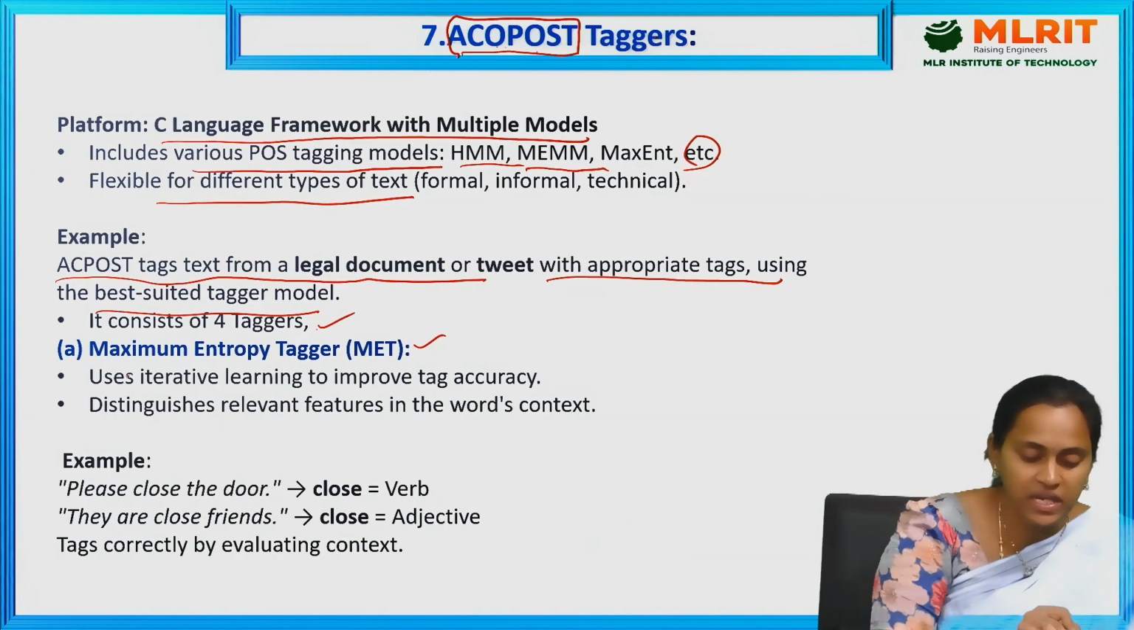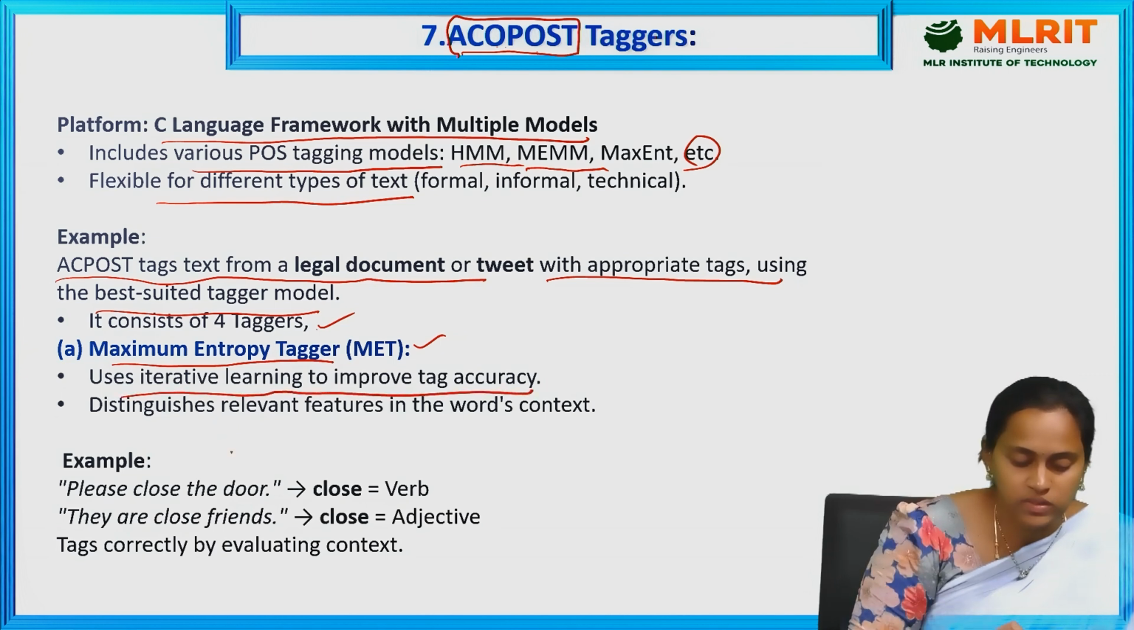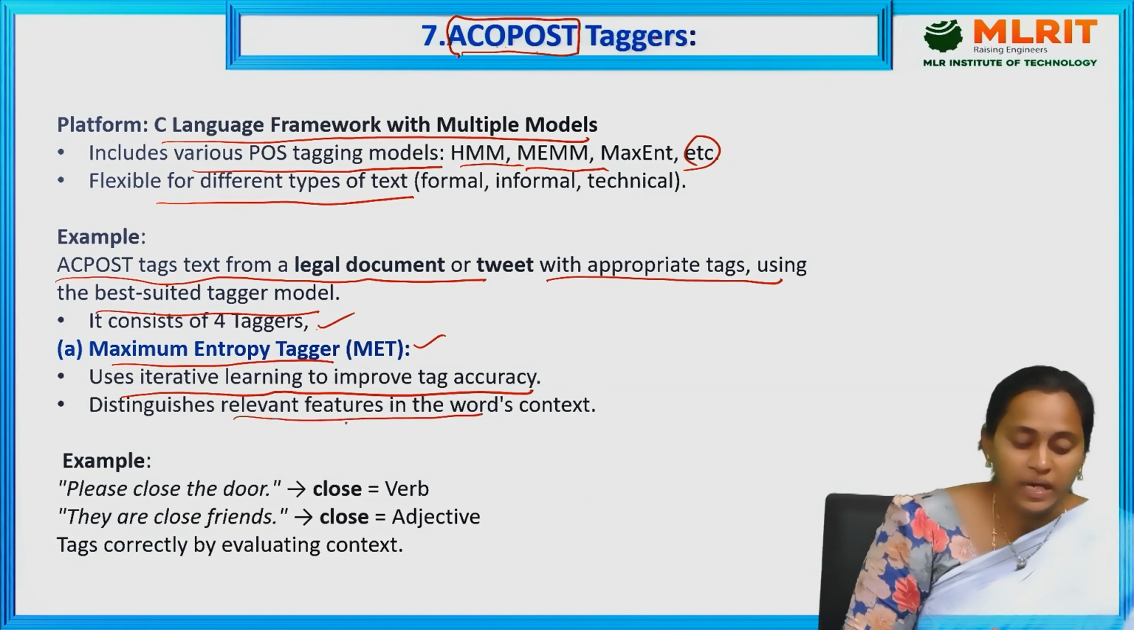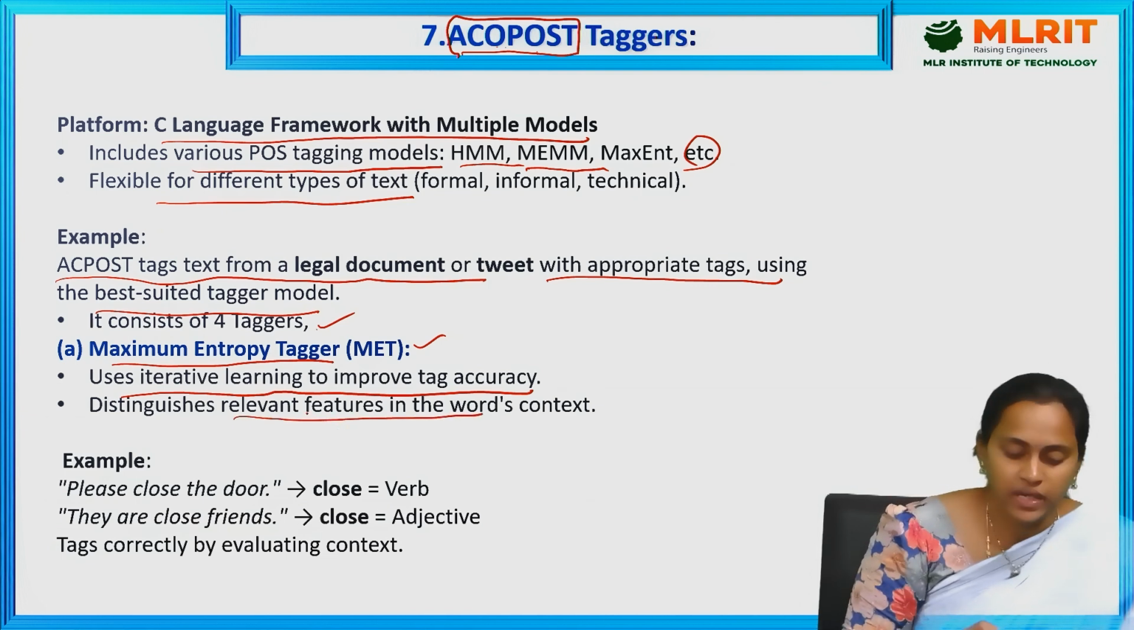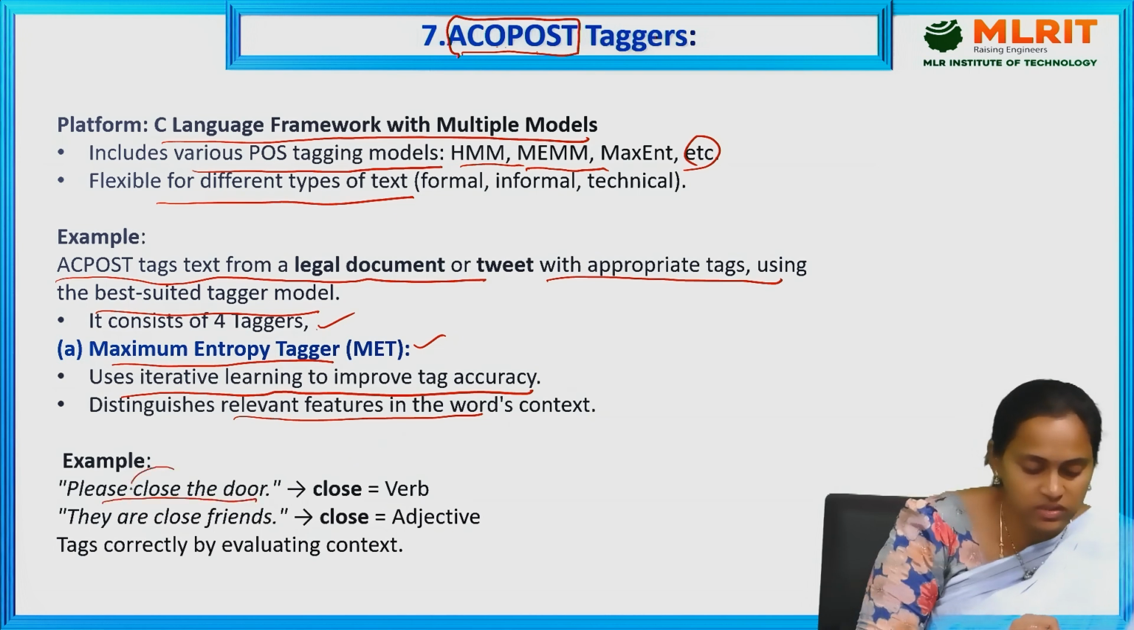What is the meaning of maximum entropy tagger? It uses iterative learning to improve the tag accuracy and distinguish relevant features in a word context. By using entropy, we can improve the word context. Let's see the example. Please close the door. Here, close is a verb. They are close friends. Here, close is an adjective.